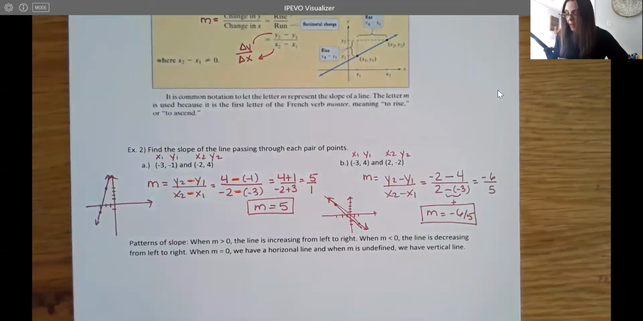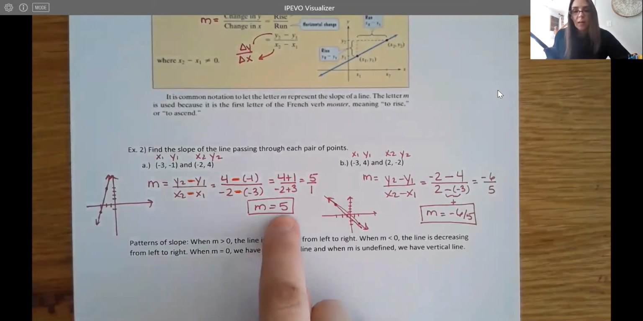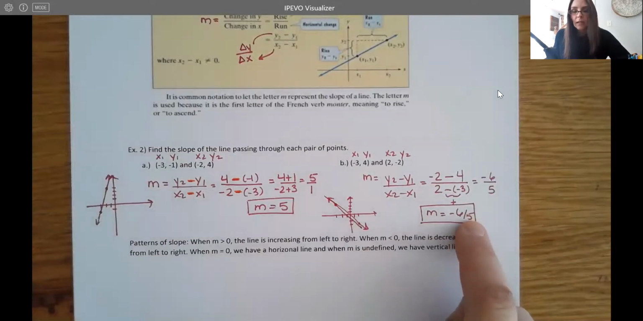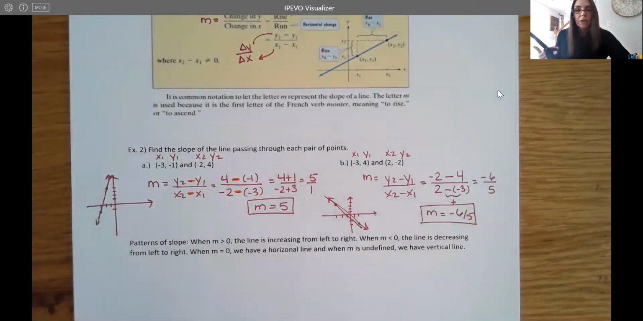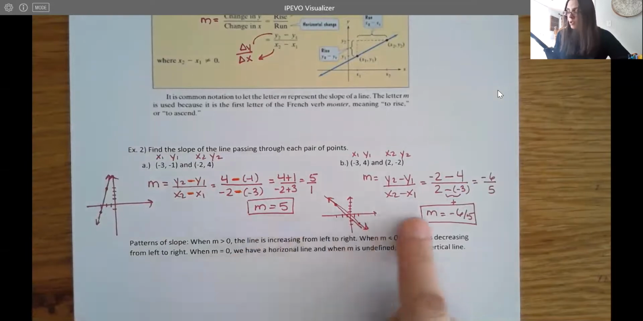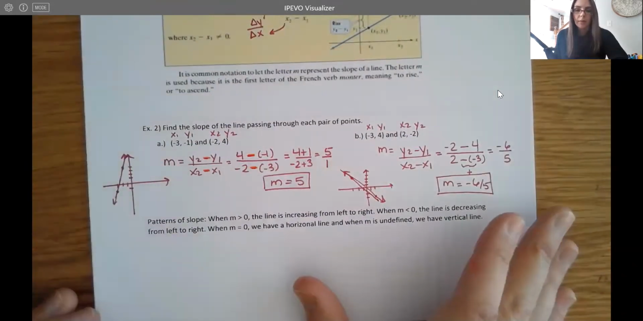You're going to see patterns with your slopes. The larger the absolute value of the slope, meaning forget about the sign for a second, just look at the number itself, so the larger the number, 5 versus 6/5, the steeper the line, the more vertical it becomes. The closer your slope is to 0, the flatter it becomes.